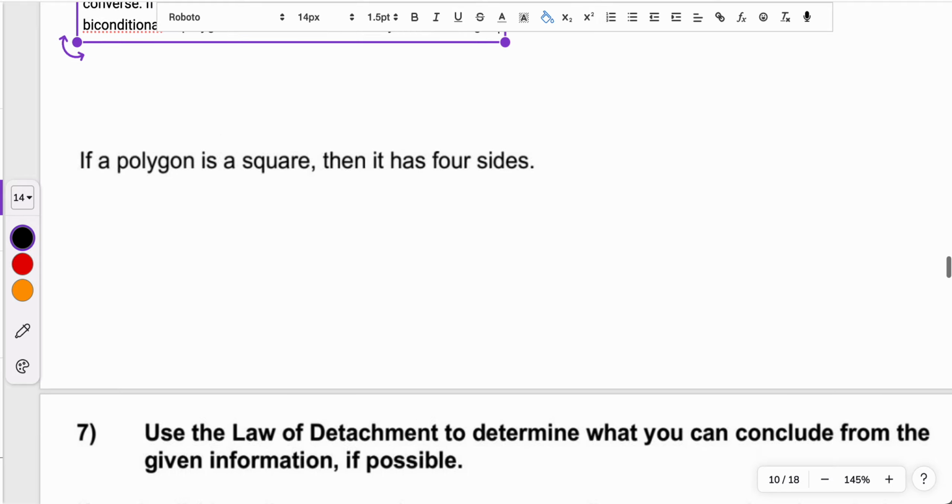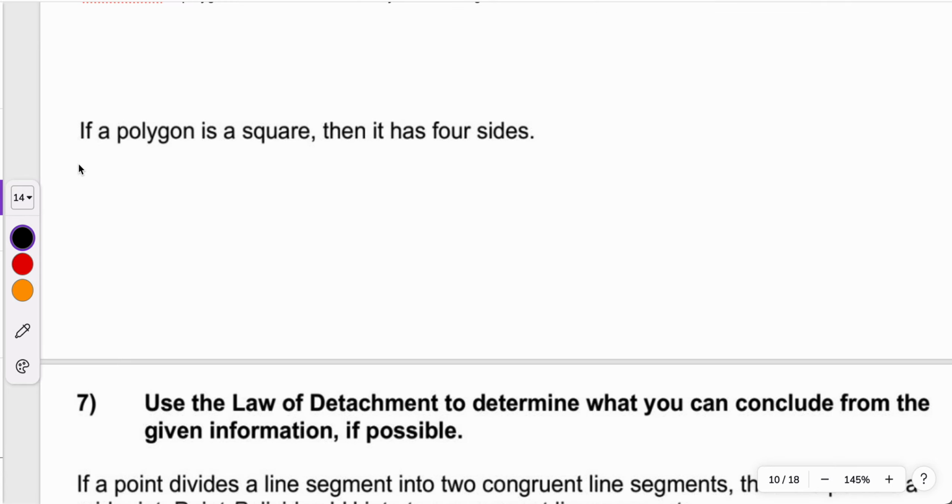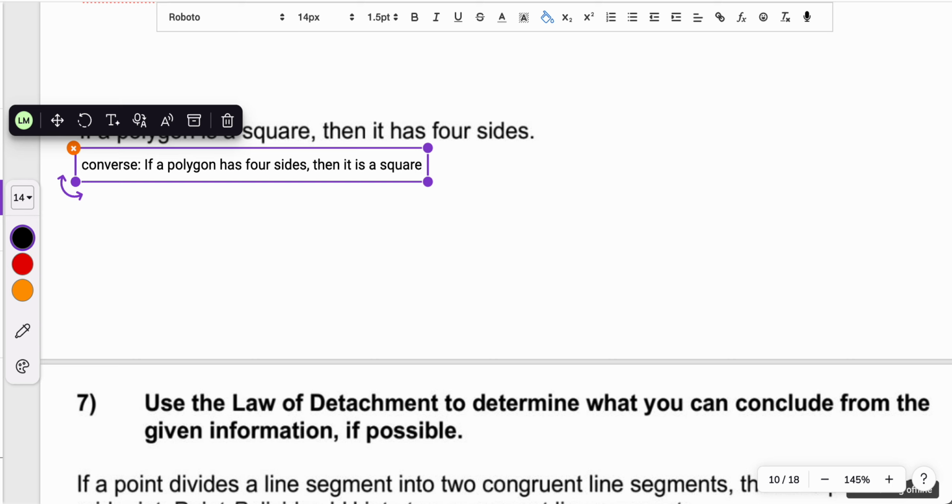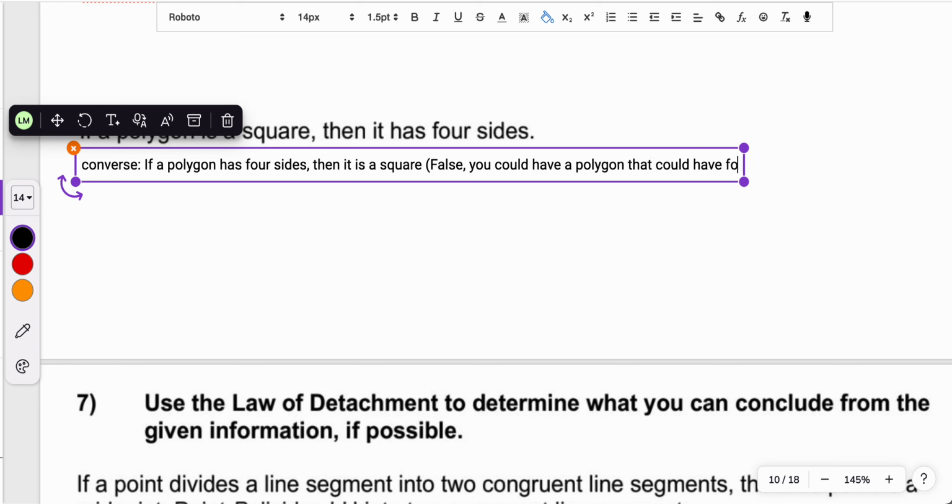If a polygon is a square, then it has 4 sides. So, the converse of that, if a polygon has 4 sides, then it is a square. That is false. You could have a polygon that has 4 sides and is a trapezoid, right? That would be considered not a square.